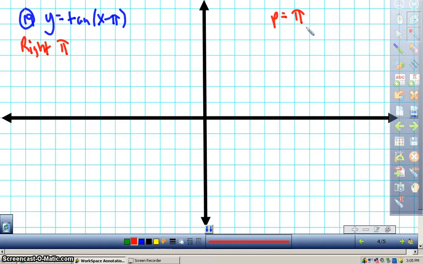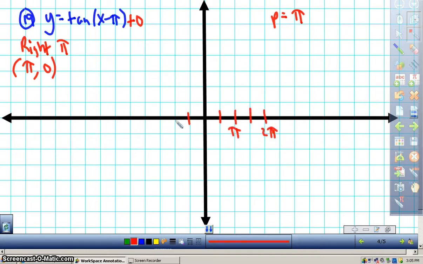So if the period's pi, the first thing I want to do is use my starting point. So that's going to be at pi comma 0 because d is 0. I do not have any vertical shift. So that means the x-axis is going to be my midline. So let's go ahead and count by, I'll count every other one, pi's. So we'll do that.